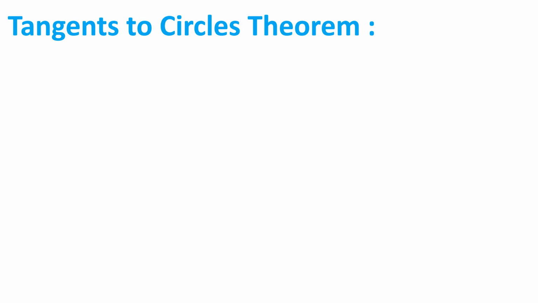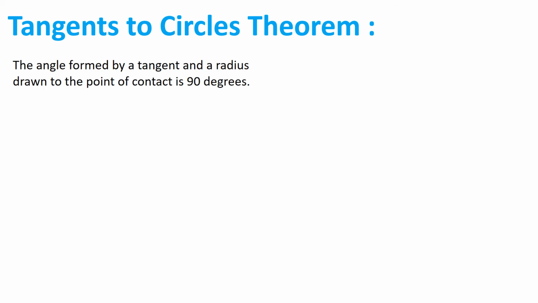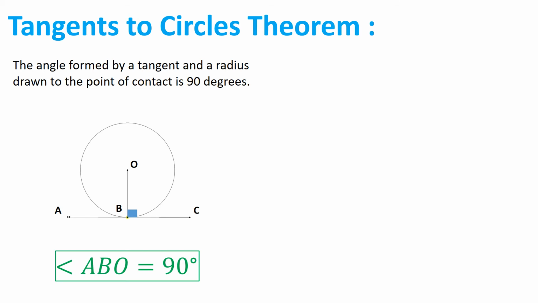Tangents to circles theorem. The angle formed by a tangent and a radius drawn to the point of contact is 90 degrees. Angle ABO equal 90 degree.